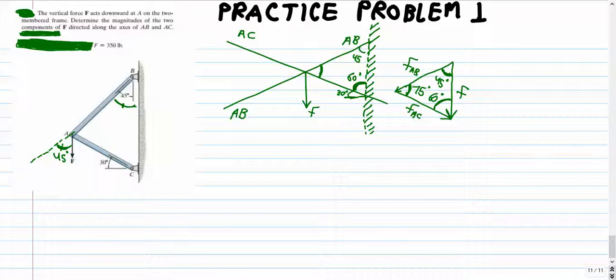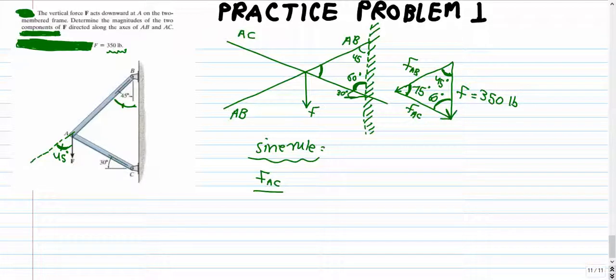Now that we have our angles and we have the length of one side of the vector triangle, which is the magnitude of force F, 350 pounds as specified in the question, all we need to do is apply the sine rule to find the magnitude of the components along the AB and AC axes. So according to the sine rule, component along the AC axis over sine of 45 degrees should be equal to 350 pound force divided by sine of 75 degrees.